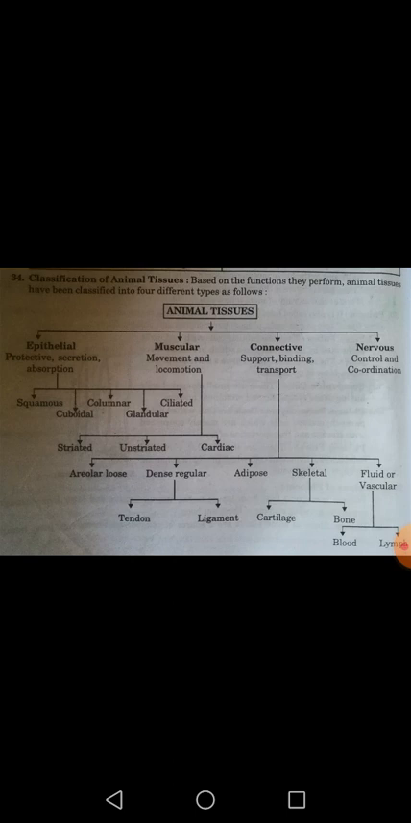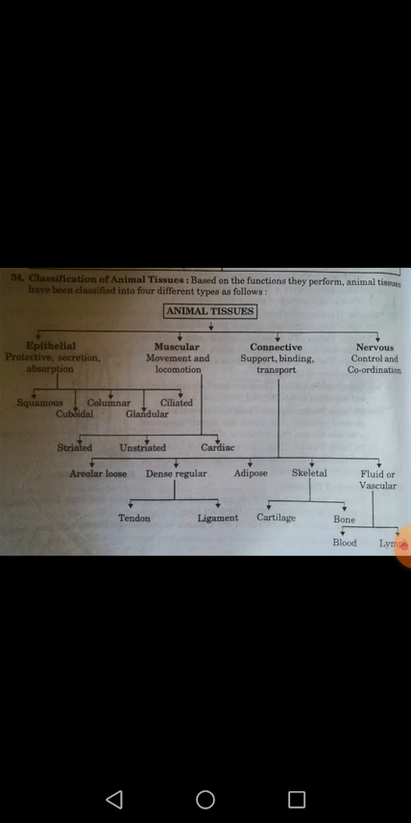While the third tissue is called connective tissue. As its name suggests, connective tissue helps in connecting or binding things, or supporting things, or transportation of things. These are the various functions. For support, there are cartilage and bone, which support the body. Binding means there are tendons and ligaments, which help to bind bone to bone and muscle to bone. Now for transportation, blood and lymph help in the transportation of various things.